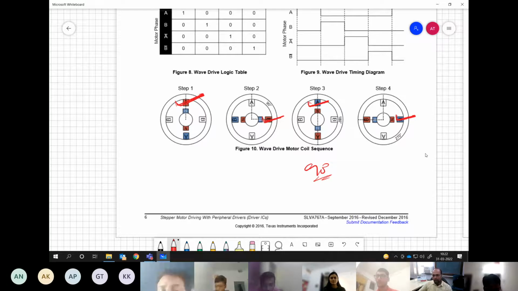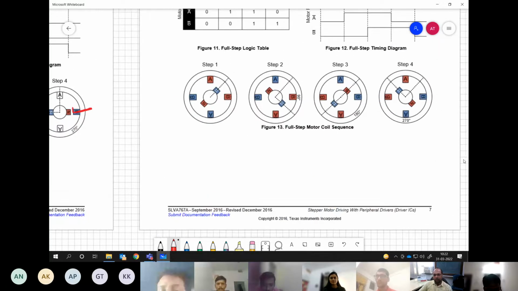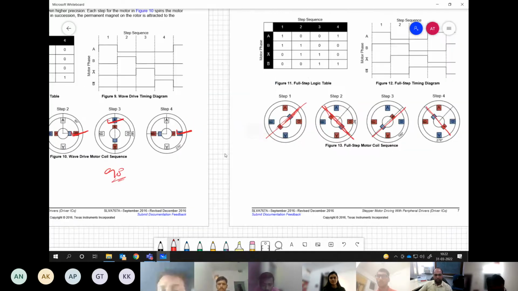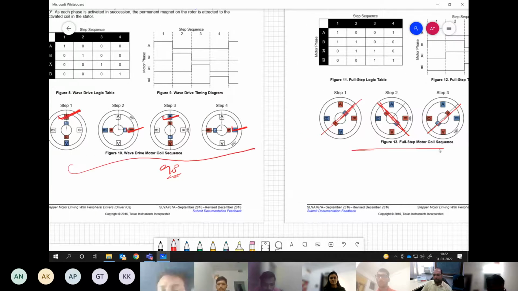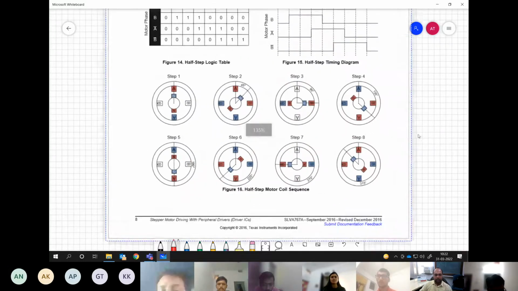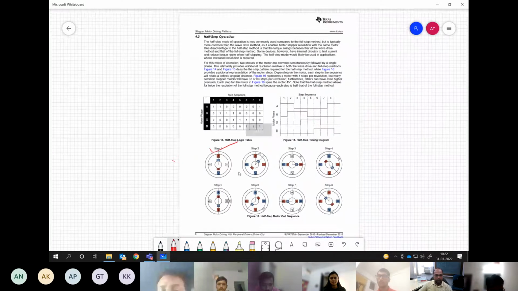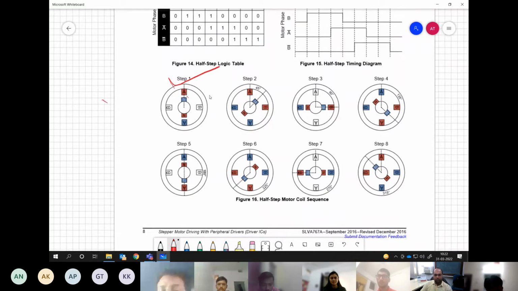Now, try something like this. When you excite both A and B together, then there is tendency for the rotor to get aligned between the two. Which means if you use both these things together, 4 steps over here and 4 steps over here, you can get something like this. You start with A, and instead of going to B directly, what you do? Next step, you excite both. So now this will move 45 degree.